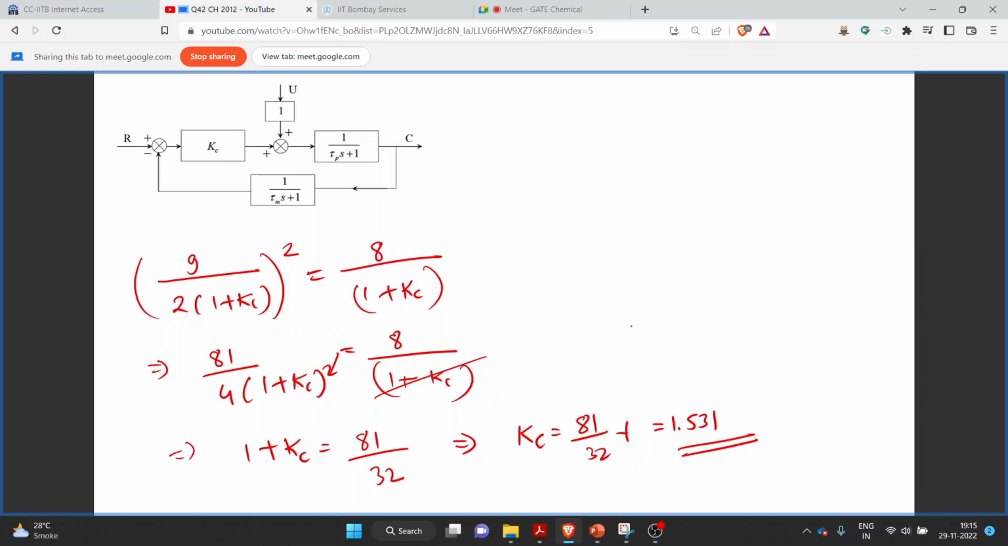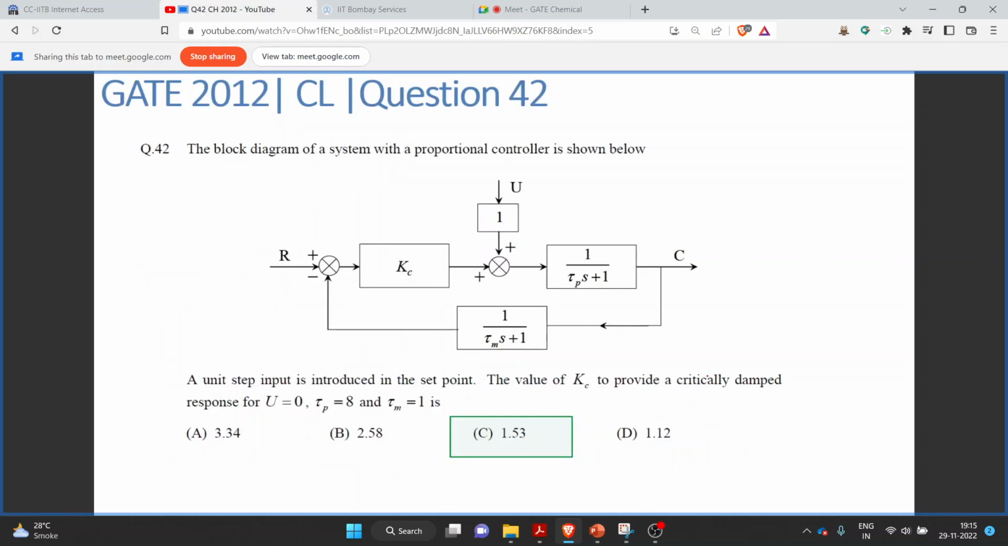So if the system is critically damped, we kept the value of zeta as 1 and found out the Kc, that is the controller gain for the proportional controller, or the proportional constant for this controller, as 1.531. So the final answer we will select as option C.